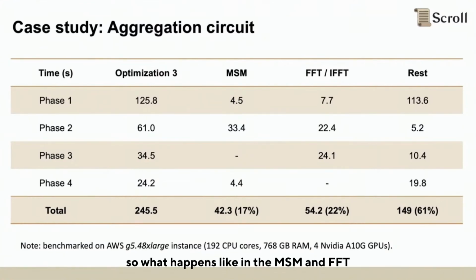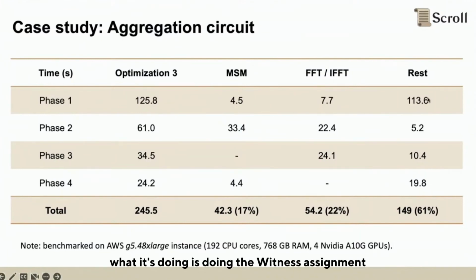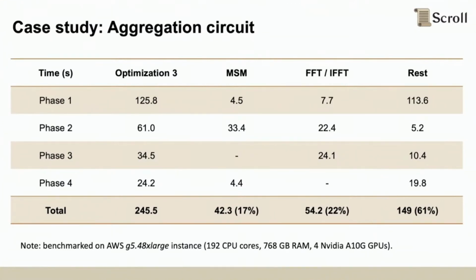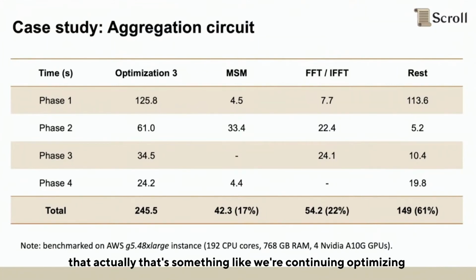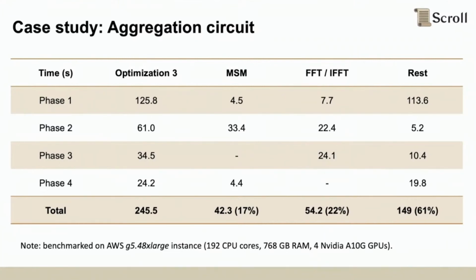So what happens is that the MSM and FFT don't take a lot of time. That's almost 2 minutes. What it's doing is the witness assignment, because you have a very large circuit and you fill it in one by one, row by row. So it takes a lot of time inside the CPUs. We're continually optimizing and working to improve that, to see if we can find a way to parallelize the witness assignment inside the CPUs to utilize multi-cores.